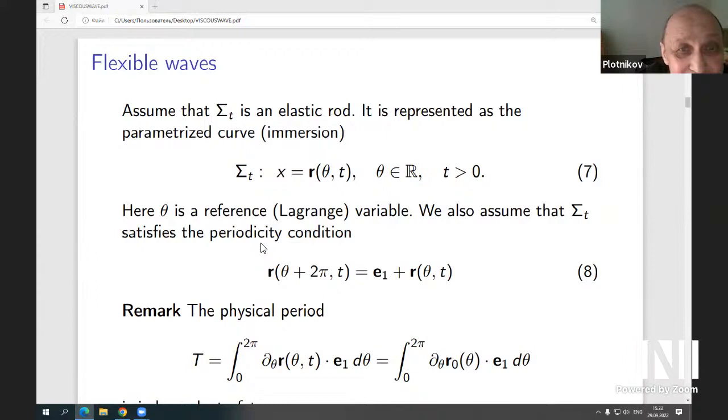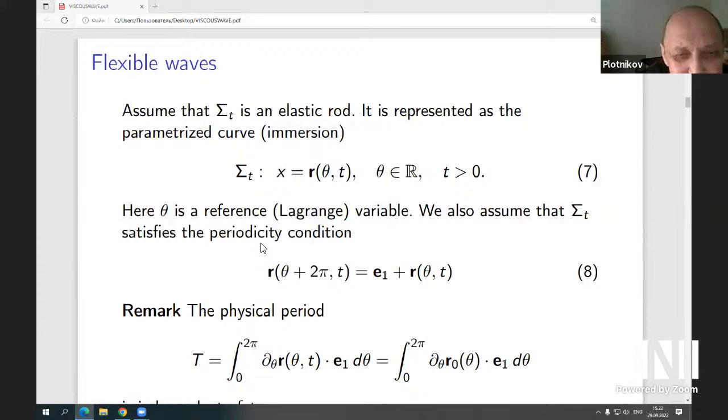Next, at the beginning of the gravity case, we assumed that the free surface is a graph of some function. It is a very strong restriction. Here we consider a more general setting and assume that the free surface is a parameterized curve, in the language of geometry, an immersion. It depends on the function R of some parameter theta and the temporal variable t. Theta is, as in elasticity, a reference Lagrange variable. It is just a label of the material particle of the rod.